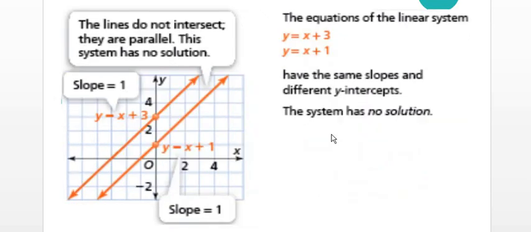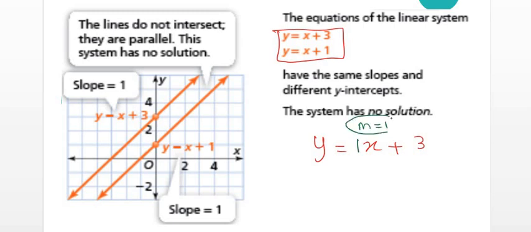Let's discuss the other cases now. Now if you look at the question that I have been given here, it says y equals x plus 3. What is the value of the slope here? It's m equals 1, right? Now look at the second equation, y equals x plus 1. What is the value of the slope here? Or you can say what is the coefficient of x here? It's 1.